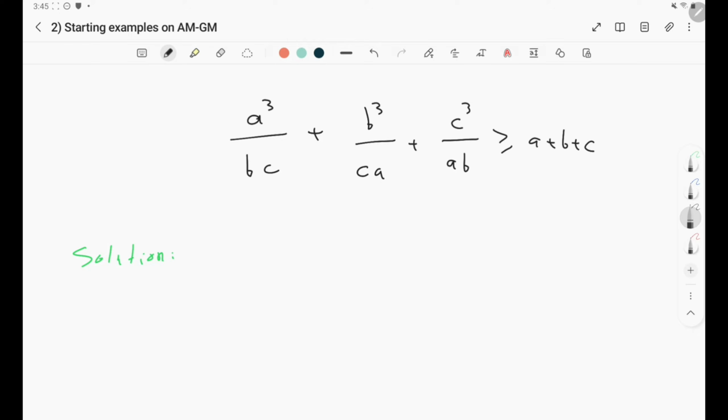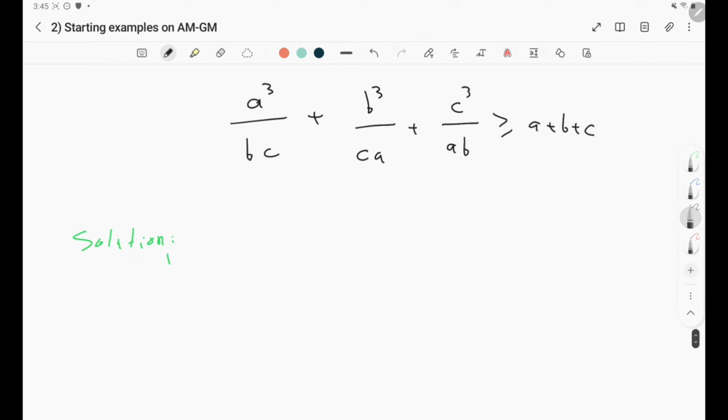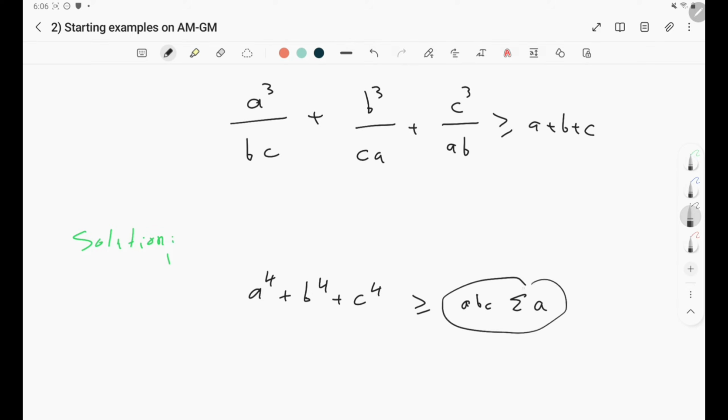So one idea to apply here is simply to go for clearing denominators. And this is really easy if you multiply both sides by abc. So let's go for that. Of course, this is solution 1. We'll also be introducing another solution. But if you multiply everything by abc, you will just get a to the 4 plus b to the 4 plus c to the 4 is greater than or equal to abc times sigma a. Of course, abc sigma a, we can expand this as well. So we can just write it as sigma a square bc.